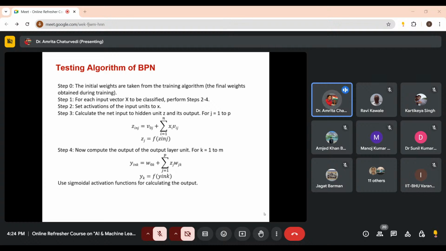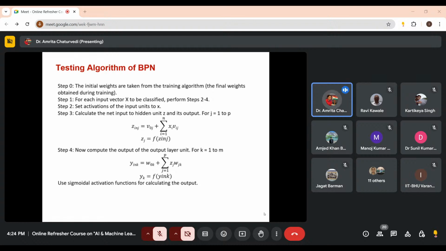Then you calculate the net input to hidden unit Z and its output. So Zinj is equal to, this is your net input, V naught J, that is your bias, plus summation i equals 1 to n Xi Vij. Then Zj is your final output. You simply apply your activation function over the net input, so F of Zinj.